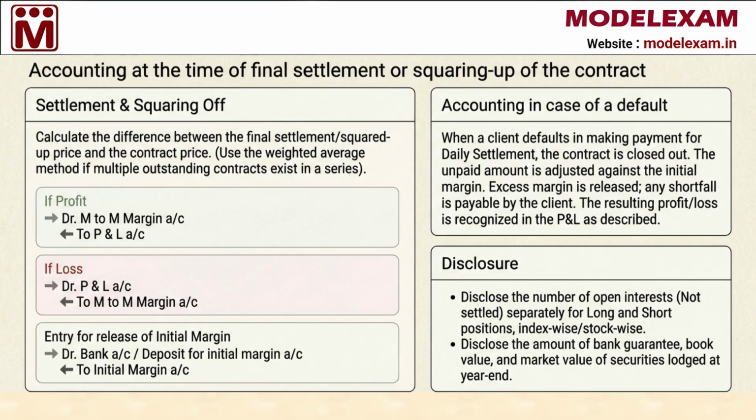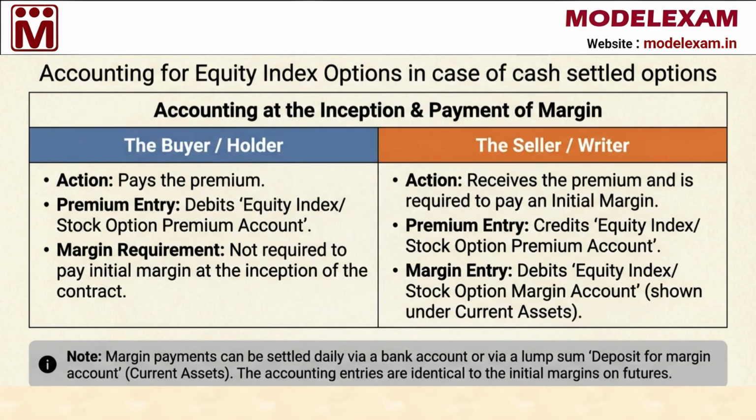This ensures the rest of the market stays protected from one person's financial trouble. Now that we have covered futures, let's transition to the world of options. Options are a bit different because the buyer pays a fee called premium, while the seller receives that premium but must pay an initial margin.